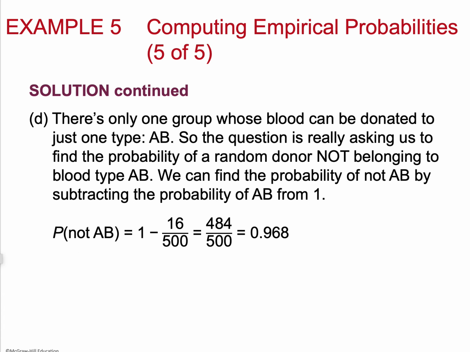In part D, there's only one group whose blood can be donated to one type, which is going to be type AB. So the question is really asking us to find the probability of a random donor not belonging to type AB. And so this is a situation where it's easier to do the 1 minus. So I have 16 people that are type AB. So if I do 1 minus that, that gives me the probability of who is not type AB, which is 96.8%.